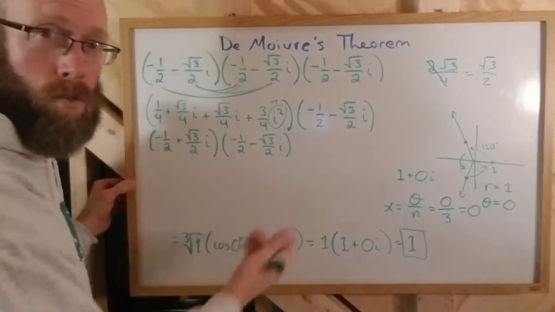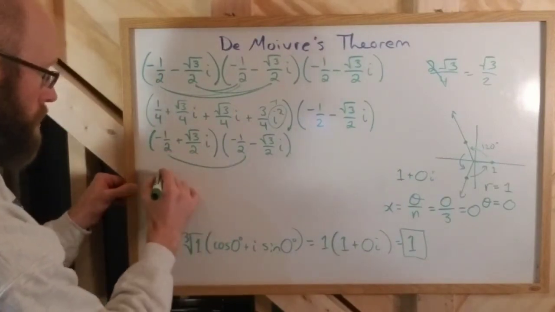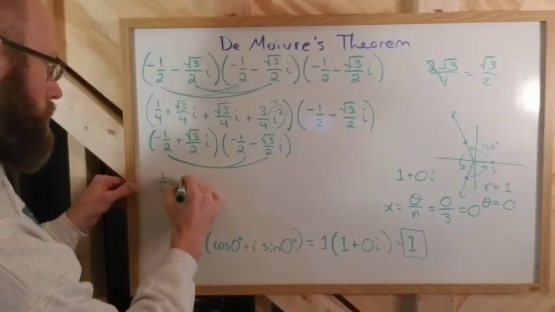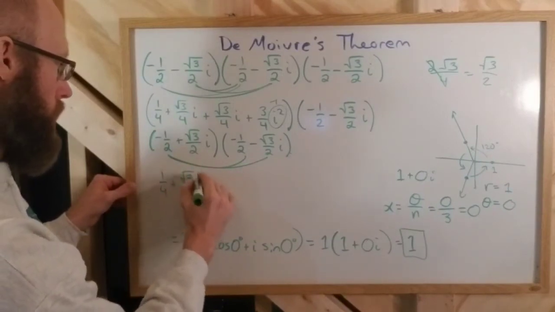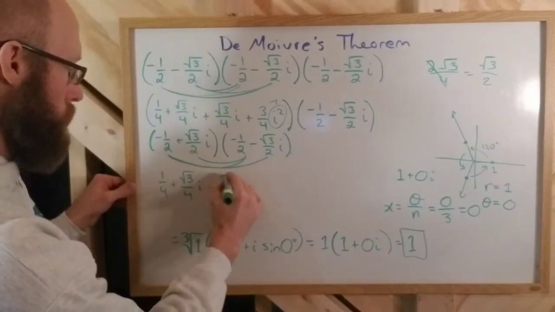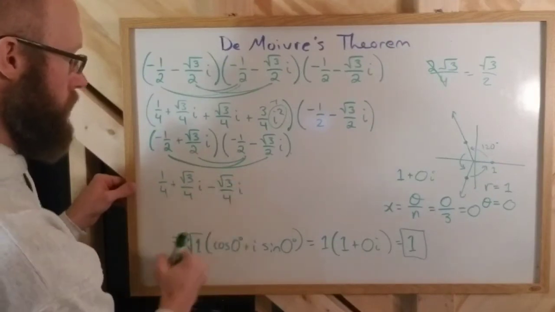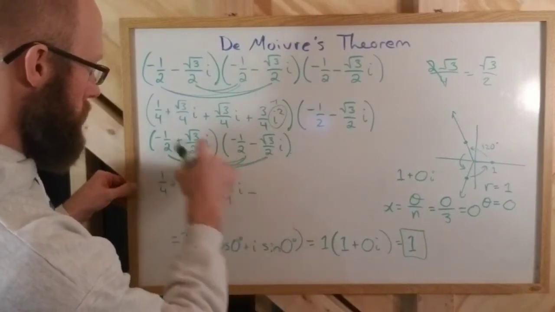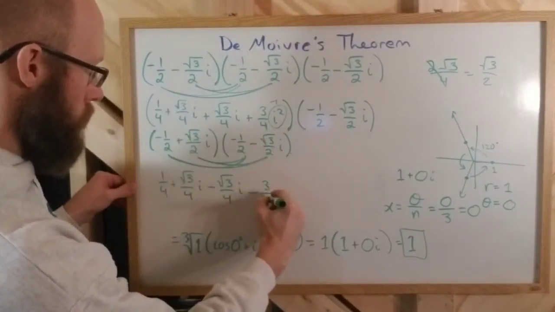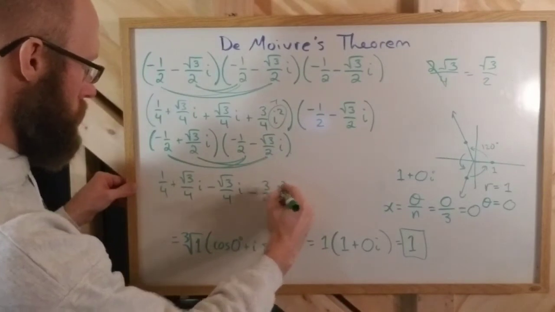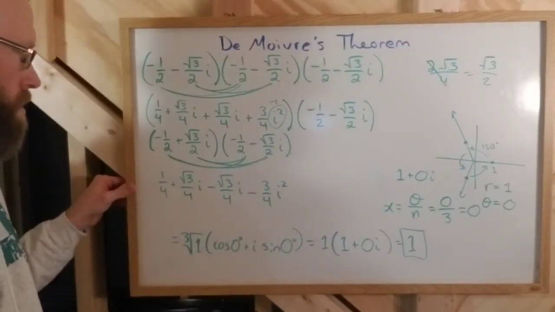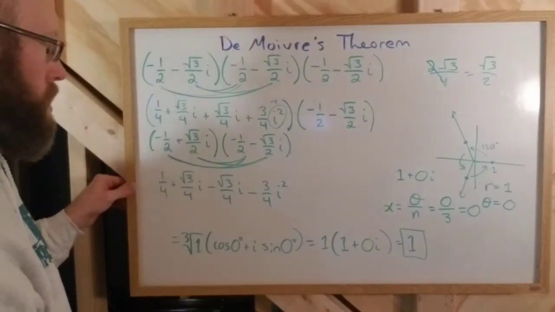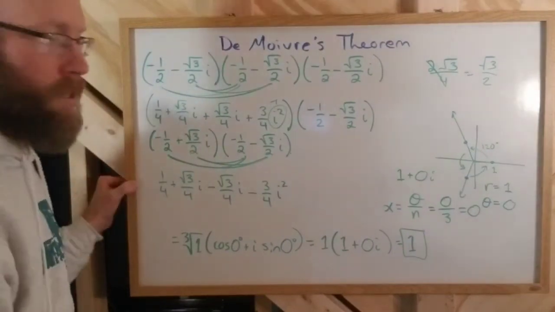And then we go through and distribute again. So here's a positive 1/4. Here is a positive root 3 over 4 i. Here is a negative root 3 over 4 i. That's nice. And here is a negative 3 over 4 i squared. That look right? I think that all looks good.